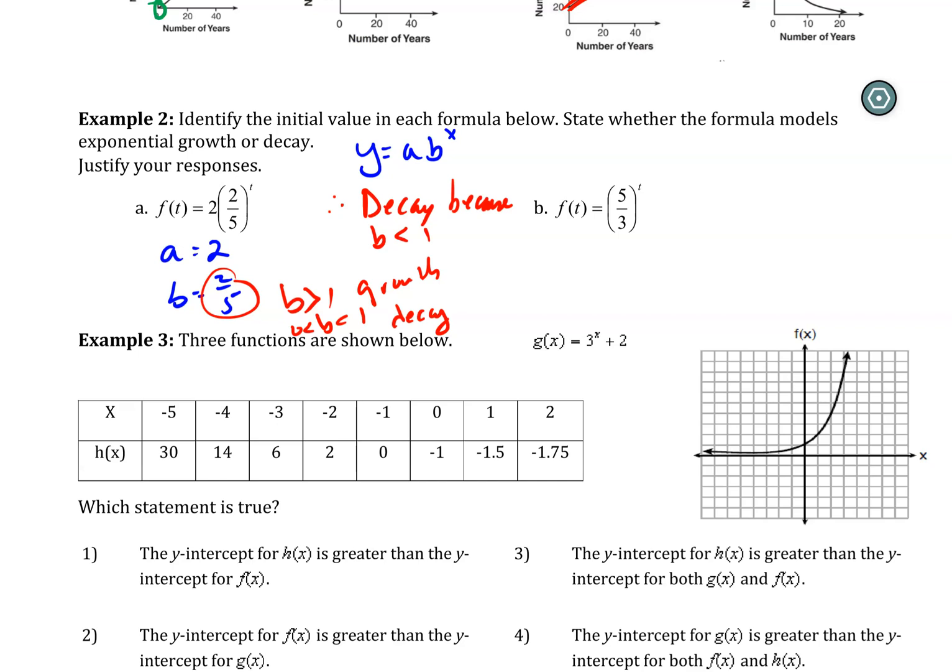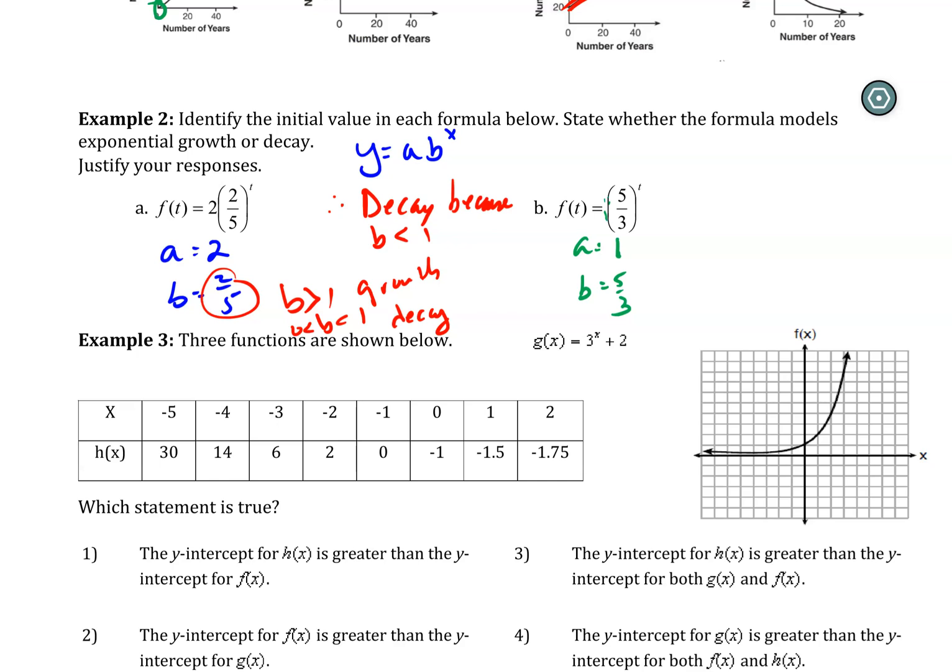All right. Be careful. Looking at the second one, we have A is equal to 1. No, there's an imaginary 1 right in front of that. We don't have to write it. B is equal to 5/3. So is this a growth or a decay?